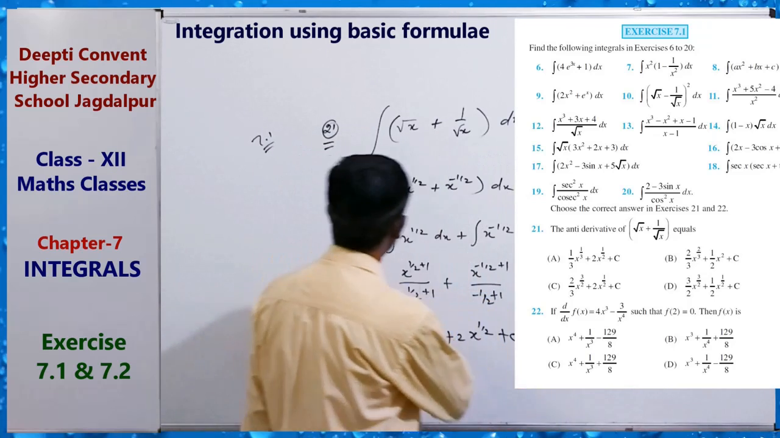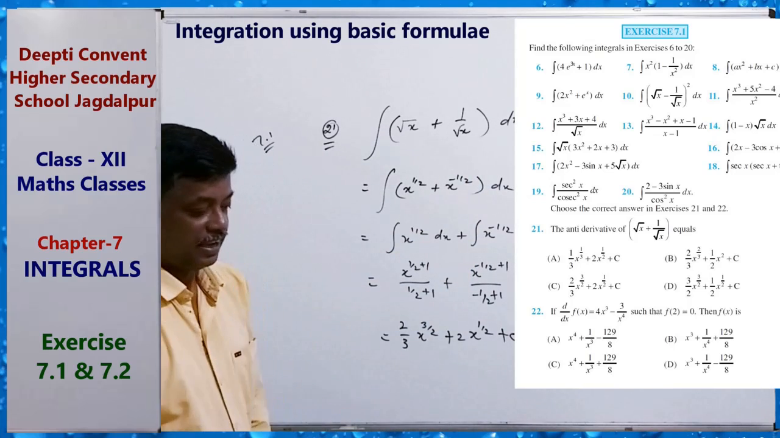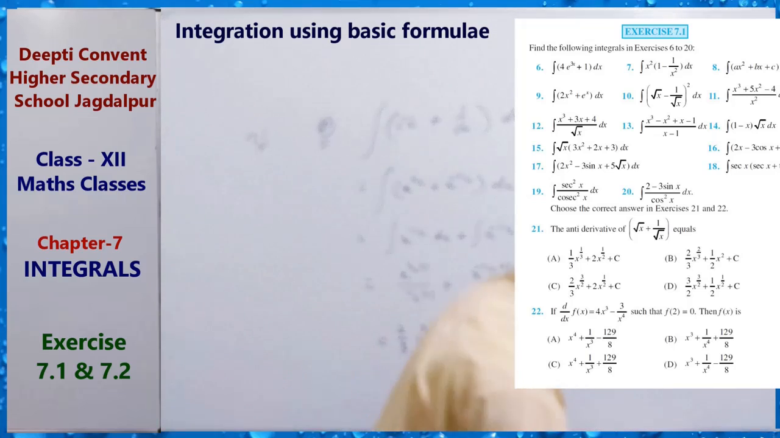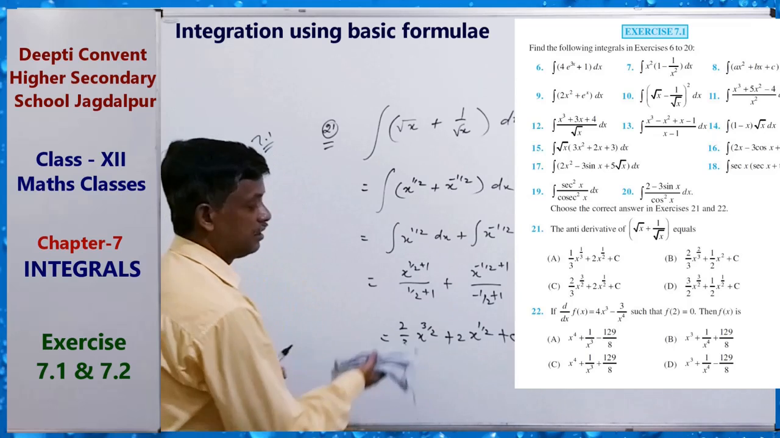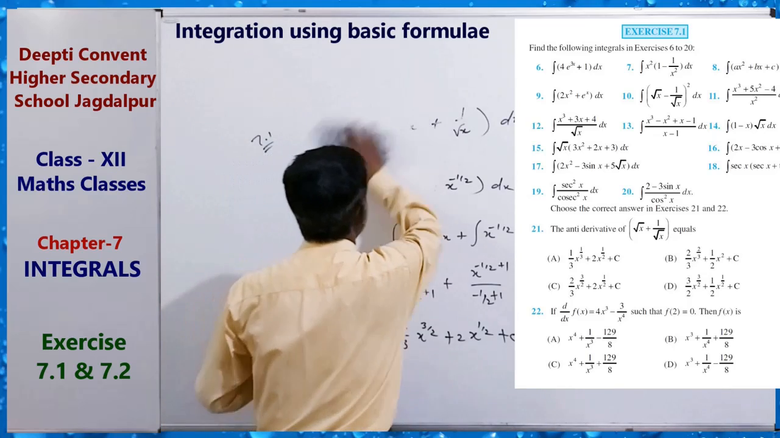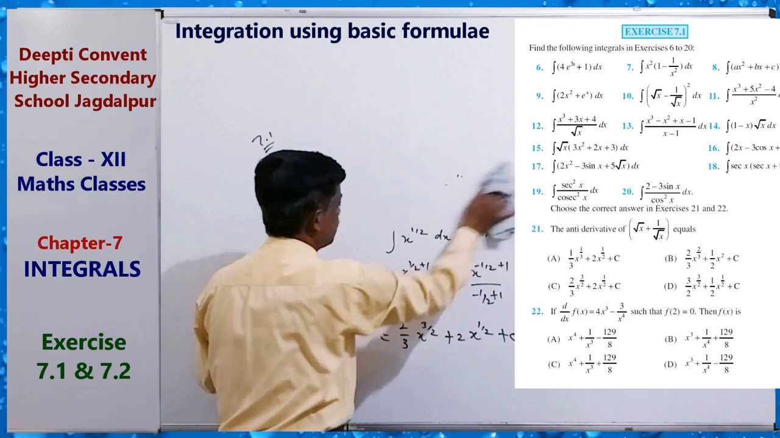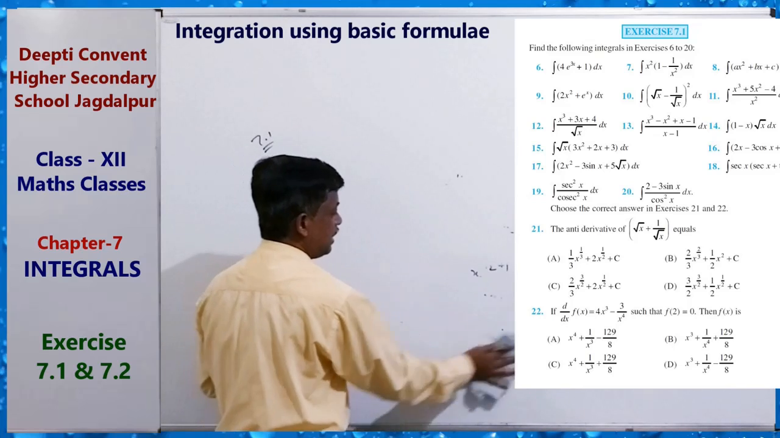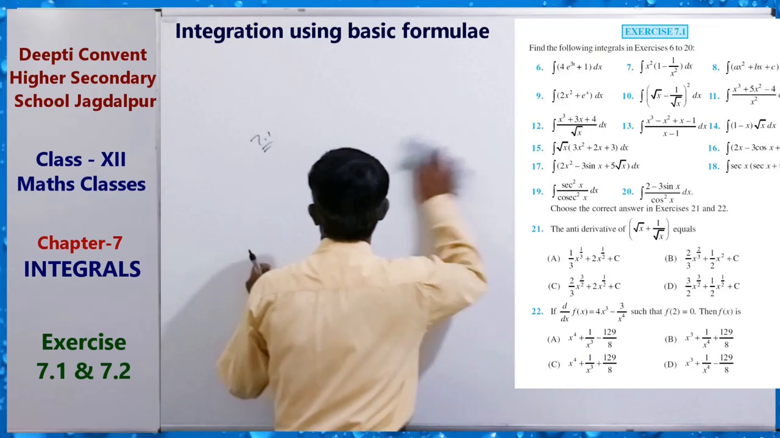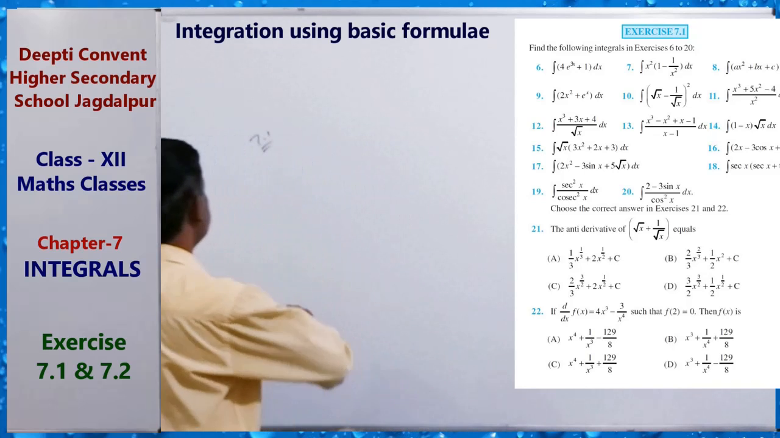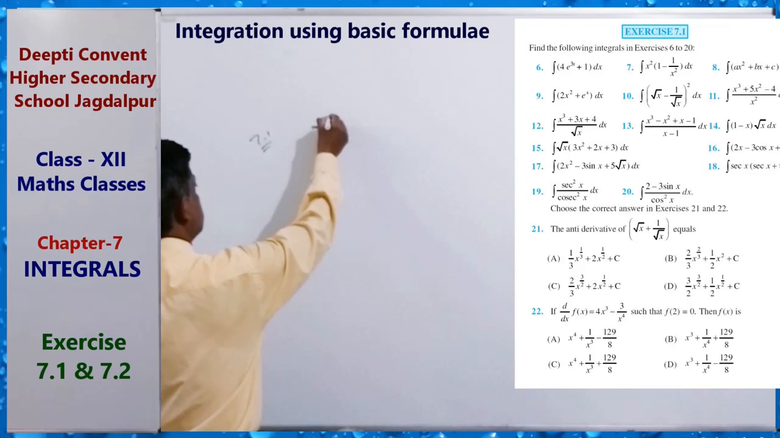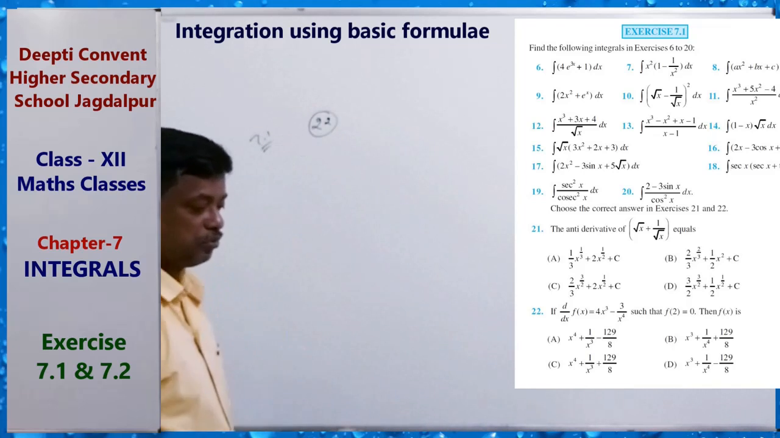It is given. Okay. Now the last question of this exercise, question 22 of exercise 7.1, that is an important question. Question 22. What is given?